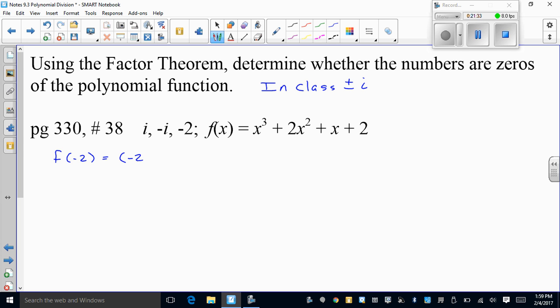-2 cubed plus 2 times -2 squared plus -2 plus 2. And I hope you guys can see that already it's going to fall out. We get -8 plus 2 times 4, which is positive 8, minus 2 plus 2. Everything's going to cancel out. We get 0. So f of -2 equals 0. Therefore, x minus the -2 is a factor.